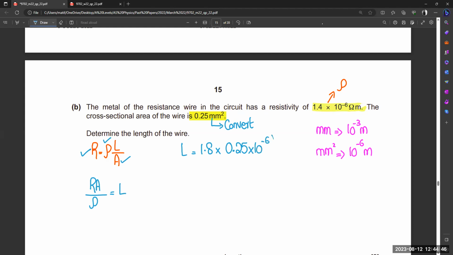whole thing by 1.4 times 10 to the power of negative 6. They're both to the power of negative 6, but they're doing that because you need to use meters, right? Yes, because we need to convert into meter because resistivity symbol contains ohm meter and we need to calculate the length in SI units, so that's why we need to convert this millimeter squared. Okay.